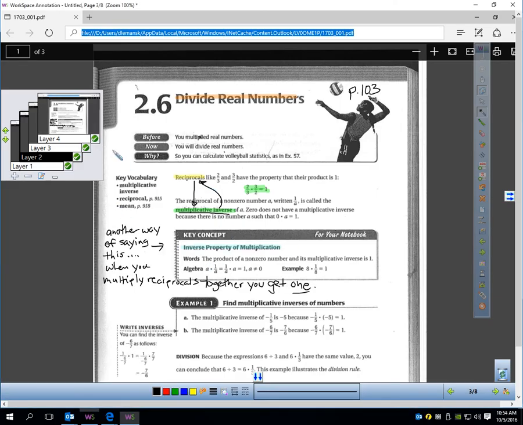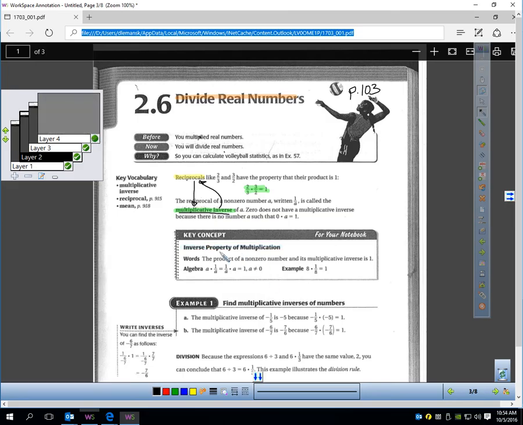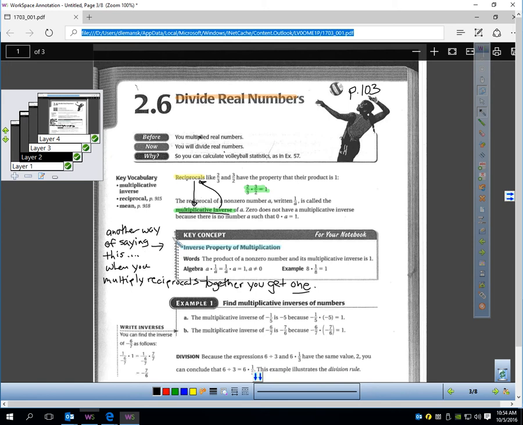There is a concept with reciprocals that we should know, or a fact. Whenever you multiply reciprocals together, you get 1. This verbiage here, the product of a non-zero number and its multiplicative inverse is 1, sounds kind of complicated. I just wrote this another way of saying it: when you multiply reciprocals together, you always get 1. That's a rule that you ought to know. Whenever I multiply reciprocals together, it's called the inverse property of multiplication, I get 1. Okay?